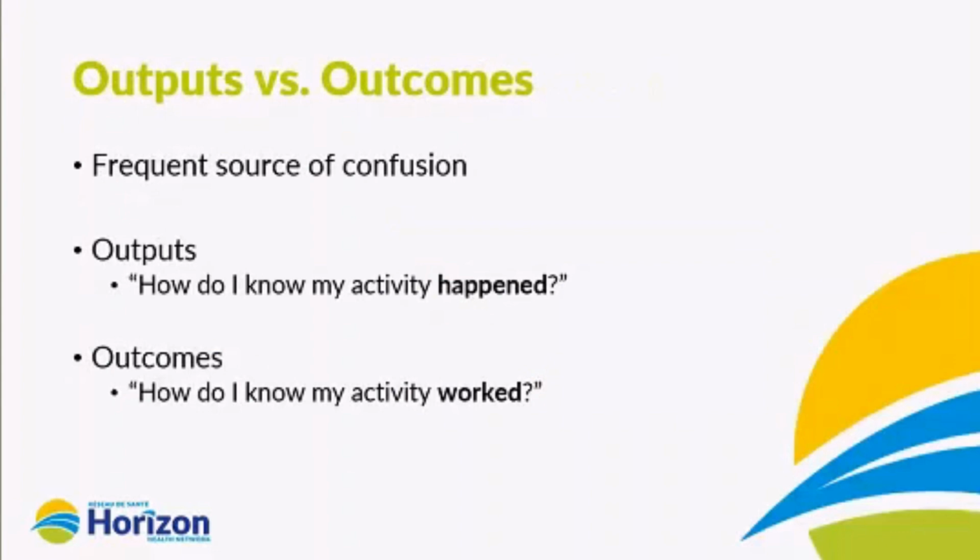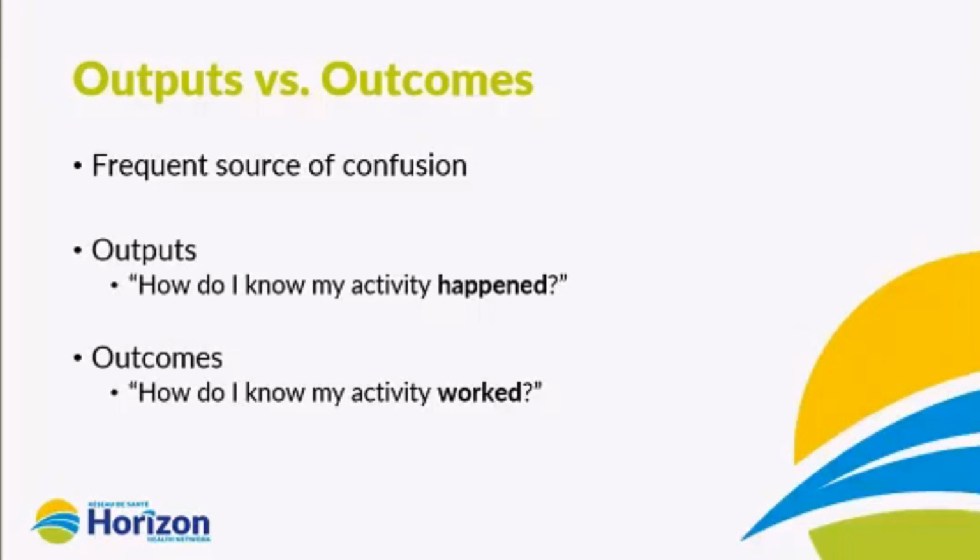And what that is then has to be measured in some way so that we know that a program has taken place, something has happened. And we differentiate in the logic model between an output and an outcome. This is often a frequent source of confusion, but to clarify, outputs are really the direct, tangible result of your activity. How do you know your activity happened?